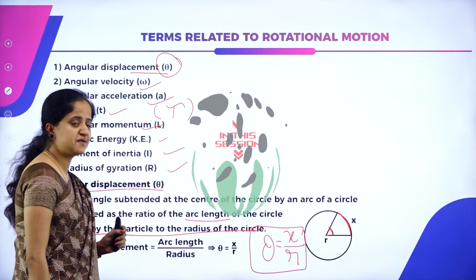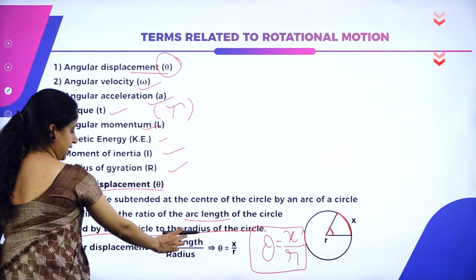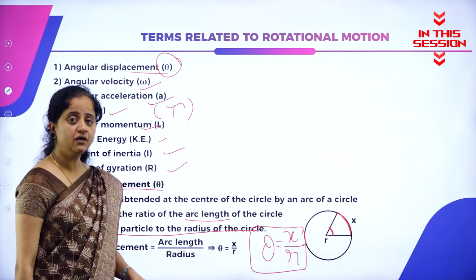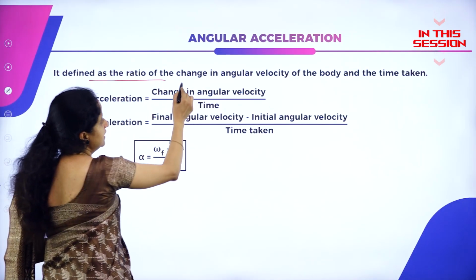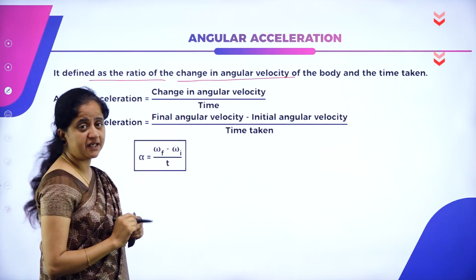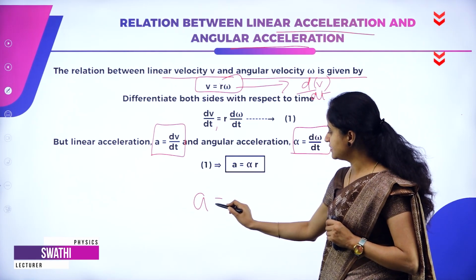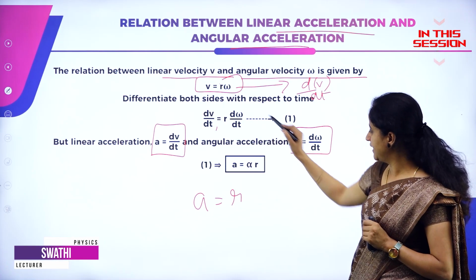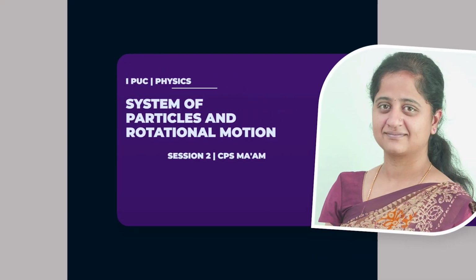In general, you can easily remember this as angular displacement theta is equal to arc length divided by radius, or theta is equal to x by r. Angular acceleration is defined as the ratio of change in angular velocity of the body and the time taken. So here dv by dt is nothing but a, which is equal to r, I have as it is I am writing. d omega by dt is nothing but the angular acceleration, it is alpha.